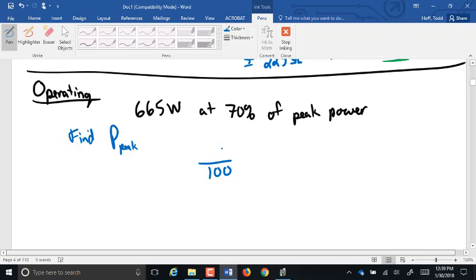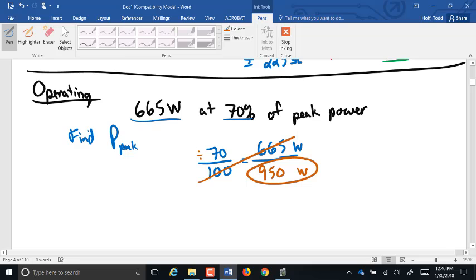Okay. We've got the 70%. That'll be 70 out of 100. Where's the 665 go? Yes. 665 is the 70%. The peak would be the 100%. That's what we're looking for, is that peak watts. So 100 times 665 divided by 70 is going to be 950 watts, would be peak power.